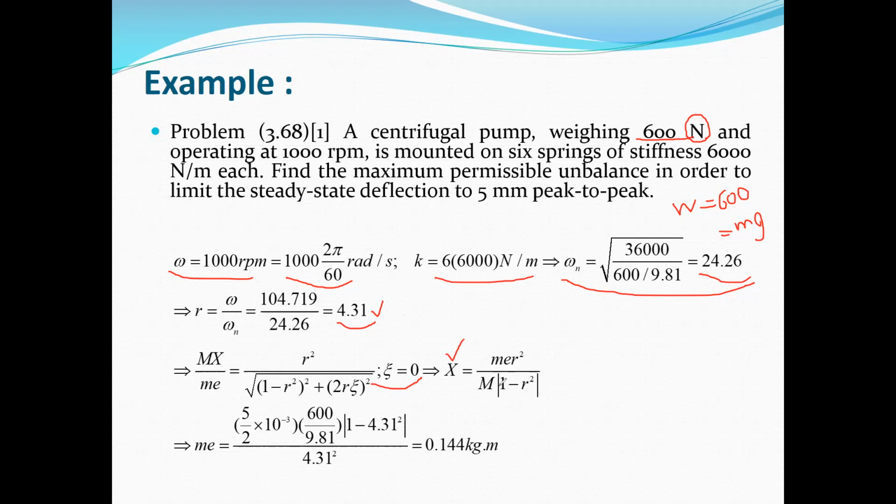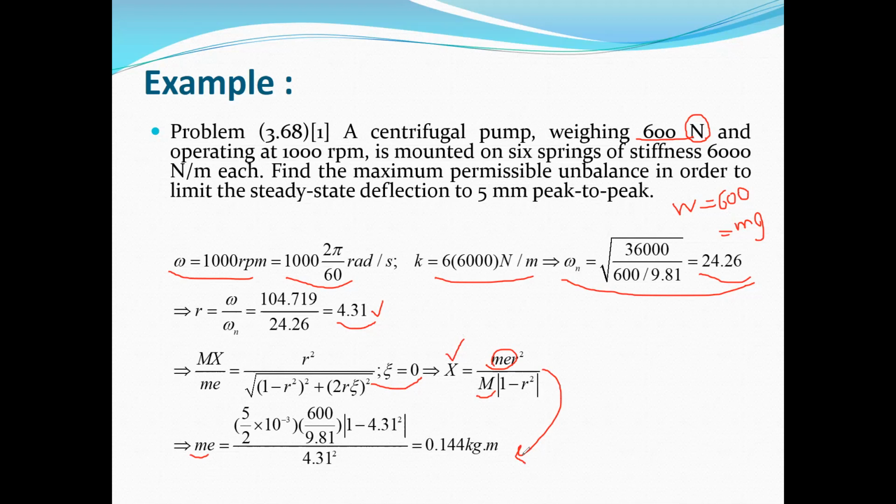Of course, millimeter, we should convert it into meter. We have the mass, which is 600 divided by g. And we can substitute and calculate me, the maximum permissible unbalance, to achieve a value of 2.5 millimeter for x. So me can be obtained from this equation, and it's equal to 0.144 kilogram meter.